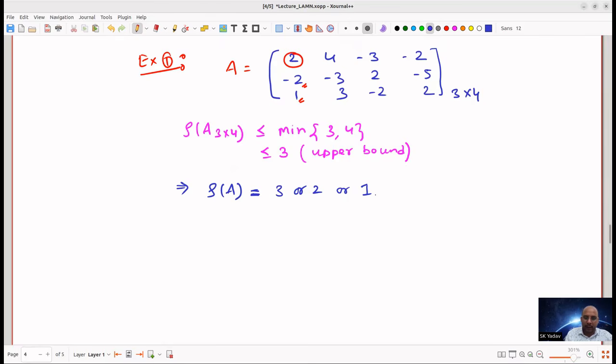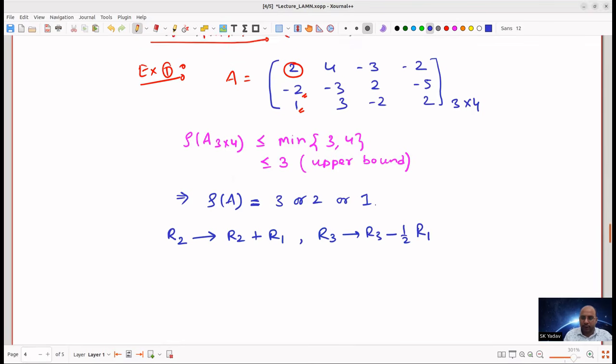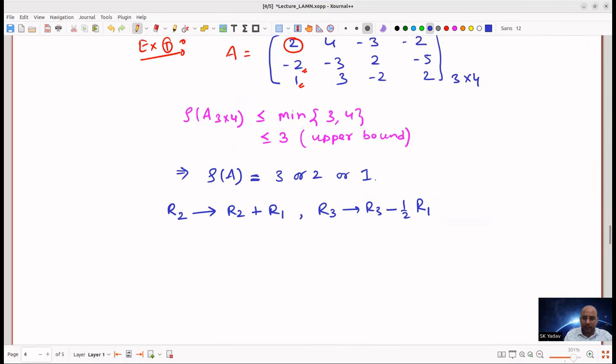What operation should I apply? I can write R2 changed to R2 plus R1, and for the third row, R3 changed to R3 minus 1 by 2 R1. After that, your matrix A will change to a new matrix: the first row is 2, 4, minus 3, minus 2. The second row will be 0 here, and then minus 3 plus 4, that is 1 here, and then minus 1 here, and this is now 7.